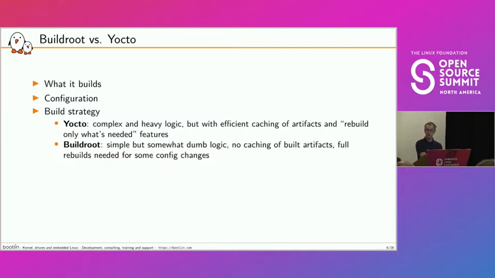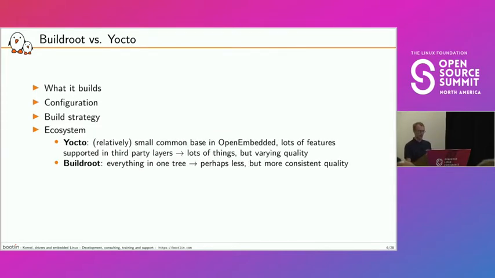At the opposite of the spectrum, Buildroot takes a much more simple but also dumb approach. So there's really just a makefile that builds things from A to Z, and there's no mechanism to cache build artifacts. So if you redo a build, you do the full build from scratch again. If you build a different system, but that is fairly similar, it's going to redo the full build anyway, because that's completely dumb. So full rebuilds are very often needed for some config changes. When you get experience, you usually need to do that less and less, but still when you get started, it can be a bit annoying, and it may be annoying for some big projects. The ecosystem is also organized a little bit differently.